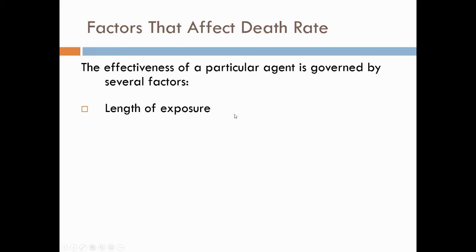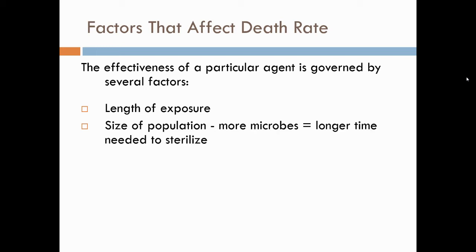So some of the things that govern a control agent's effectiveness are the length of exposure. Read any disinfectant. The directions will tell you to spray and leave on for 30 seconds, a minute, 5 minutes, depending on what it is designed to do. It needs time to do its job. The size of the population. The more microbes I have, the longer it takes to sterilize or to kill all of those. So these are related. The larger the population, the longer the length of exposure needed for the chemical action to take place.